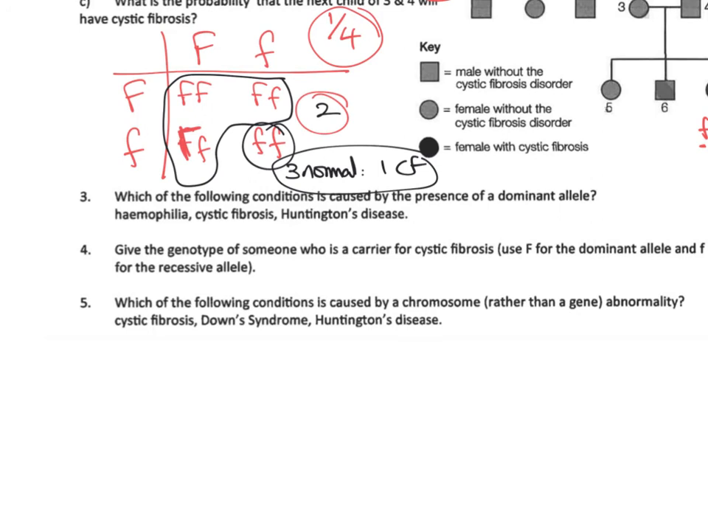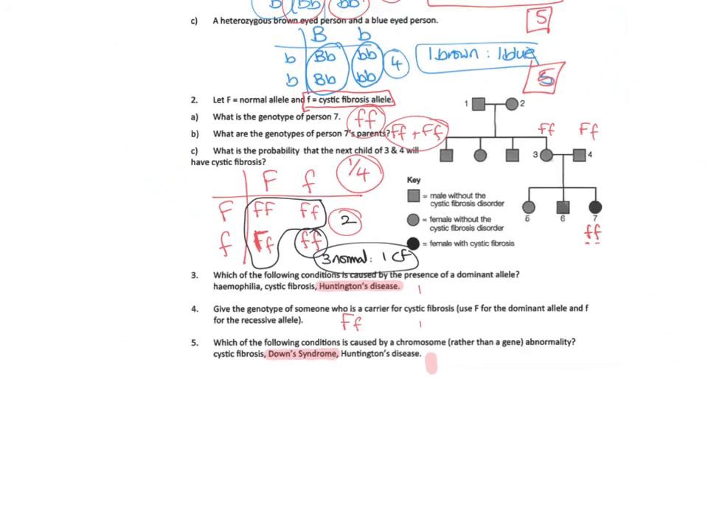Which of the following conditions is caused by the presence of a dominant allele? Well, you learned that that's Huntington's disease. The genotype of someone who's a carrier for cystic fibrosis. Genotype is going to be big F, little f. So 1 mark for this, 1 mark for this. And then, which of the following is caused by a chromosome rather than a gene abnormality? So we're talking here about having an extra chromosome or 1 less. So the answer there is Down's syndrome. 1 mark there.